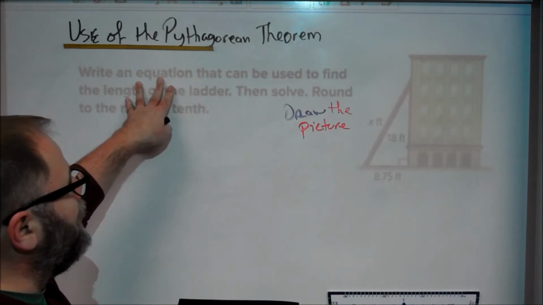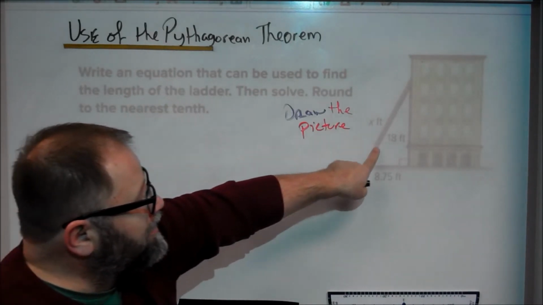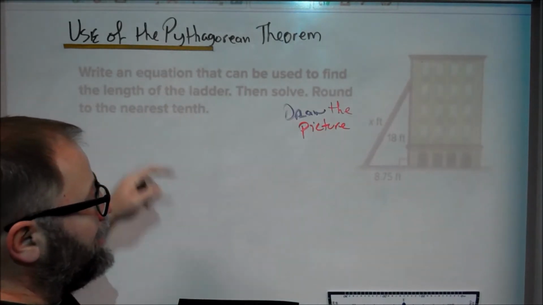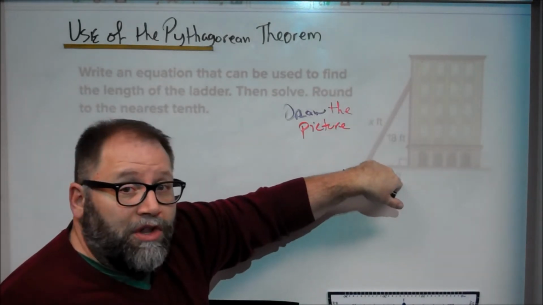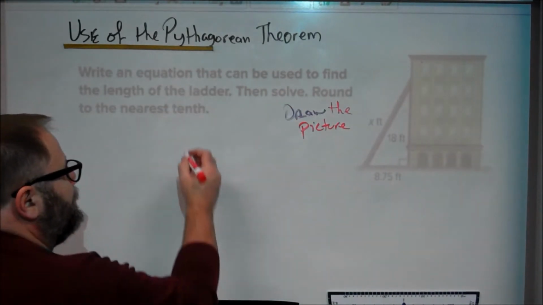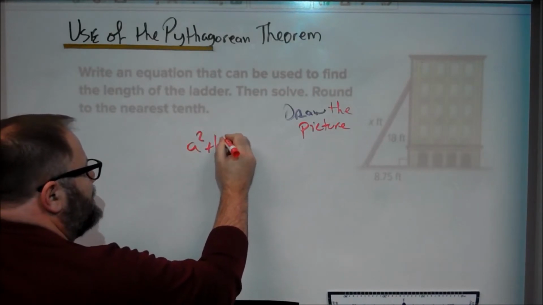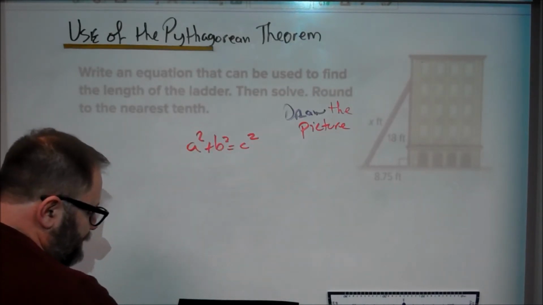So this says, write an equation that can be used to find the length of the ladder. We're not sure what that is. Then solve and round to the nearest tenth. So we're going to use the Pythagorean theorem. That's what the lesson is. So that is a squared plus b squared equals c squared.